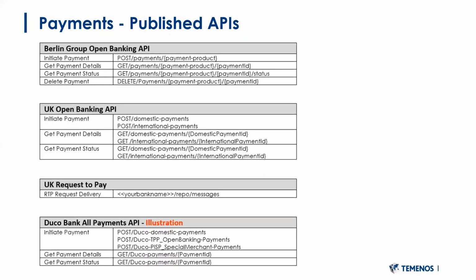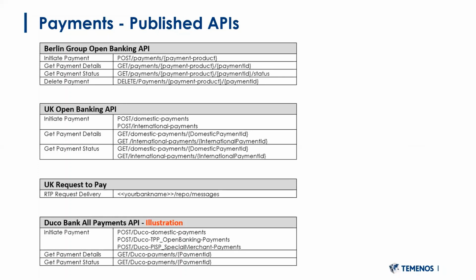A quick look at the published APIs now. As I mentioned, we support Berlin Group open banking APIs. So we are publishing them if you'd like to use that, as well as UK open banking APIs. So those are the 4 plus 3 APIs. We support UK request to pay. That's the API and the endpoints.